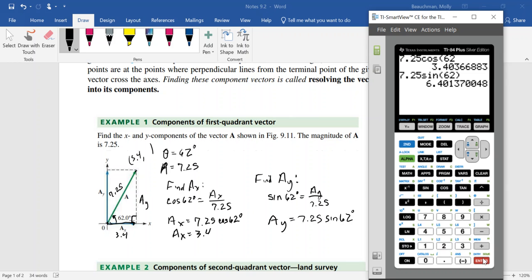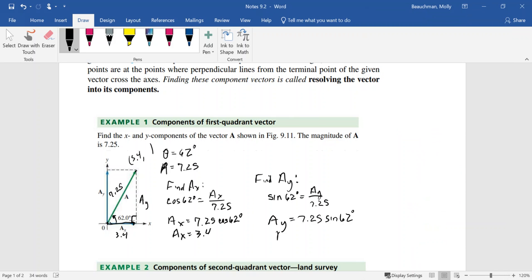and we end up with about 6.4. So the y component is about 6.4. So notice that would be the length of the vector along the y-axis. It's also the y-coordinate of the endpoint. So we can generalize this without having to draw a right triangle every time.